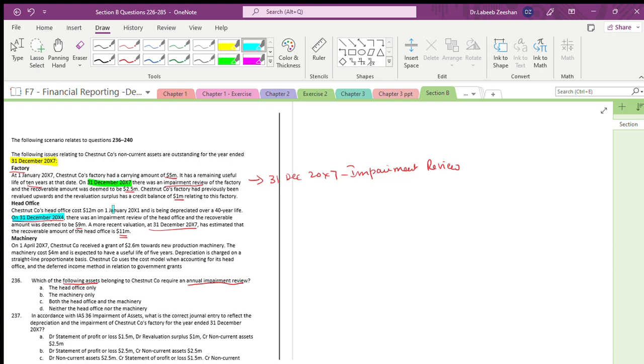Fine. Now on that we will need. This has already been done. Is it right? This has been done, so there is no point of working on this. Already on 31st December 2000, for the factory, there is an impairment review. But here it is 31st December 2004. Is it right? Write down the things: 31st December 2004 impairment review. Fine. Next.